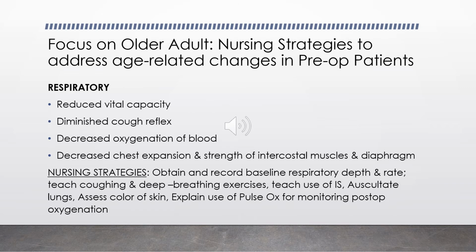These nursing strategies listed here hopefully will combat or help decrease those risks for the older adult in a cardiovascular capacity. The older adult has reduced vital capacity for their lung space. They have diminished cough reflex, decreased oxygenation in the blood, decreased chest expansion. Their intercostal muscles and diaphragm strength is diminished or lessened. They're not as strong, right? So they can have issues in the respiratory pulmonary area postoperatively.